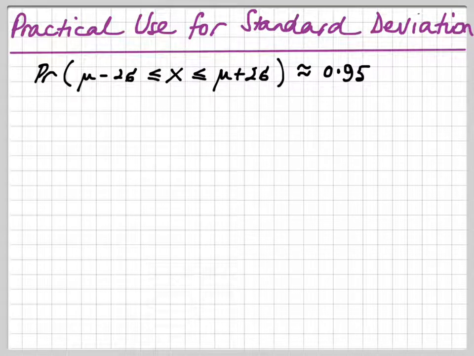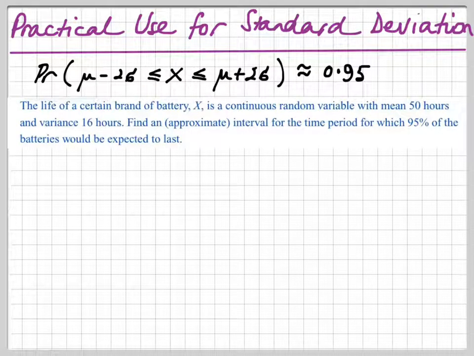Okay, I'll give you a practical example of this right now. We're saying that the life of a certain brand of battery, x is the life, okay? Not the battery isn't x, the life is x. It's a continuous random variable with a mean of 50 hours and a variance of 16. Find an approximate interval for the time period for which 95% of the batteries would be expected to last. Okay, I'm going to give you a couple of seconds to think about that, because it mightn't be that obvious to you. Okay, I'll give you 5 seconds.